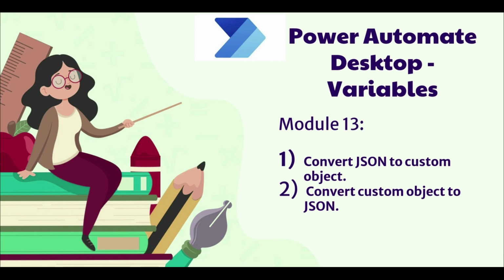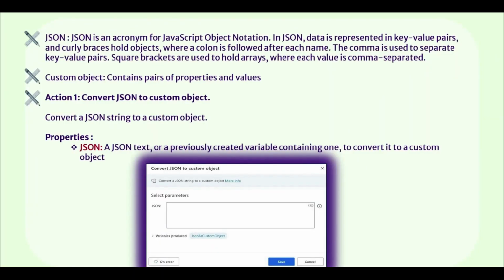My name is Vishal Bamblani, and in our session today, we will continue to learn the variable actions provided by Power Automate Desktop. The variable actions that will be covered in today's session are convert JSON to custom object, and second, convert custom object to JSON. Let's start with our first action, which is convert JSON to custom object.